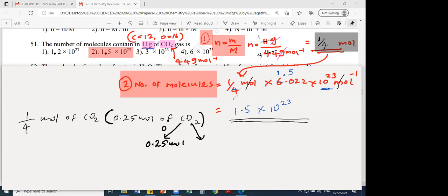Please copy down this additional information. So the answer for this one is 1.5 into 10 to the power 23. But if they ask for oxygen atoms in 11 grams of CO2, so what did I do now?